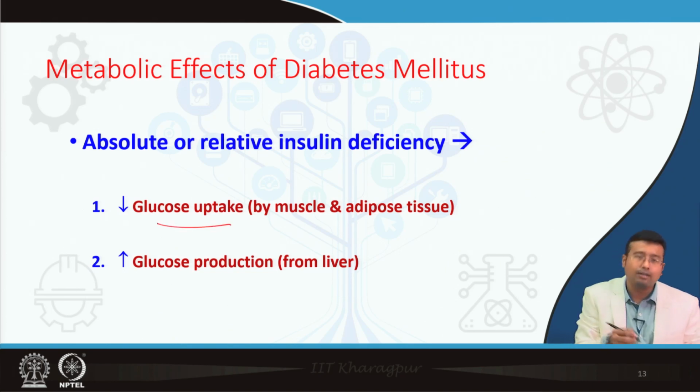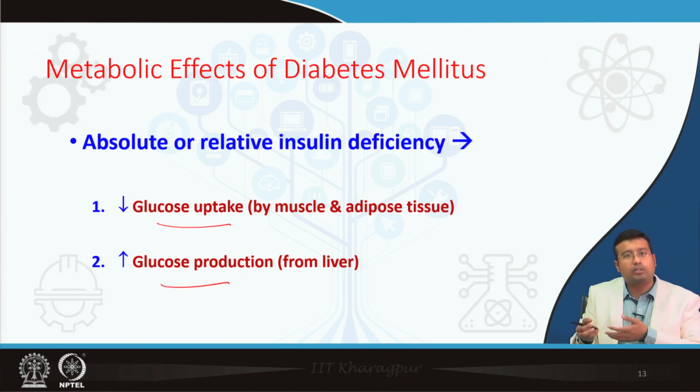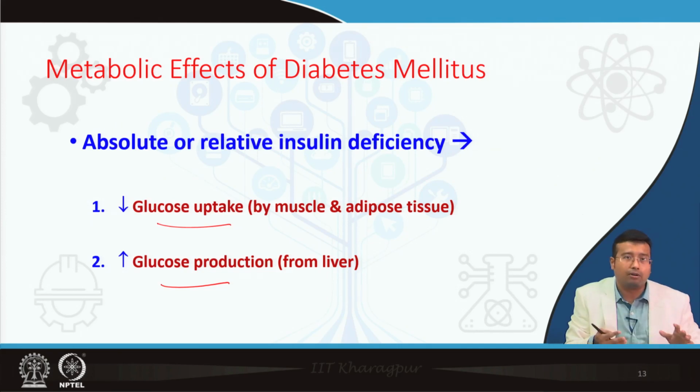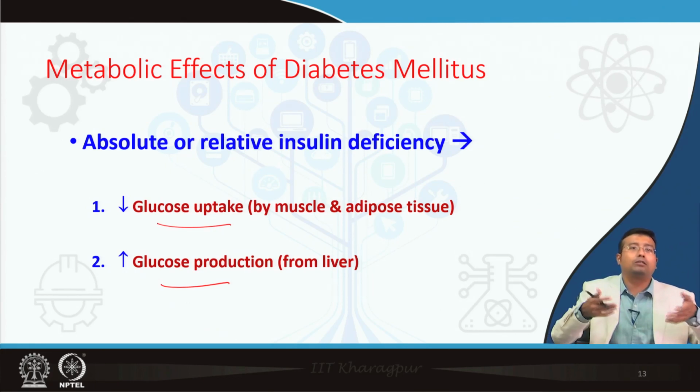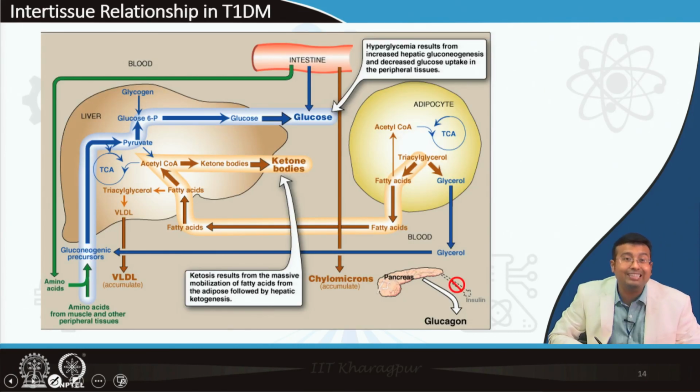So there is decreased glucose uptake, which leads to increased glucose production. The uptake happens in muscle and adipose tissue on the action of insulin, and glucose production happens in the liver. So if glucose uptake is not occurring and glucose is being continuously produced in the liver, ultimately there will be hyperglycemia. So this is the inter-tissue relationship in diabetes mellitus.